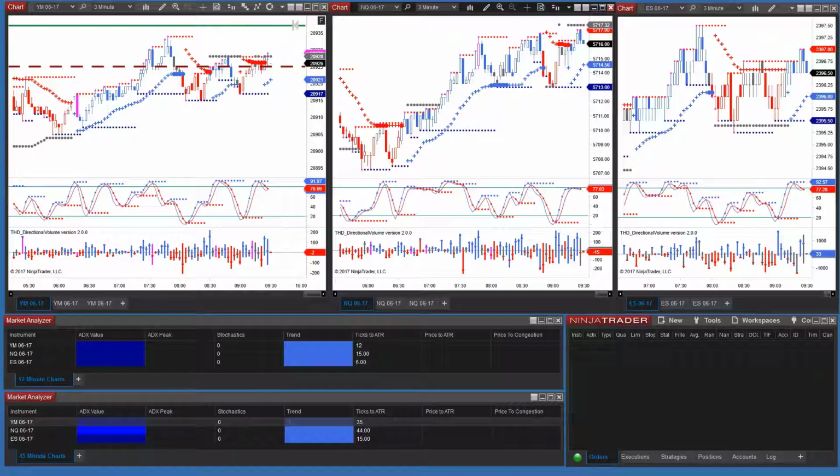The one thing, and me and my programmer talked about this, you can't resize the columns very good individually. It just kind of screws up your market analyzer if you try to. But, I mean, if that's the biggest complaint I have, I'm doing pretty good.